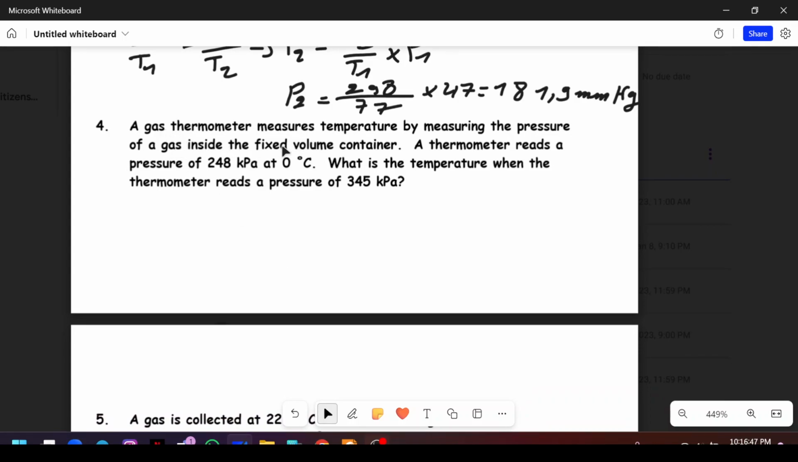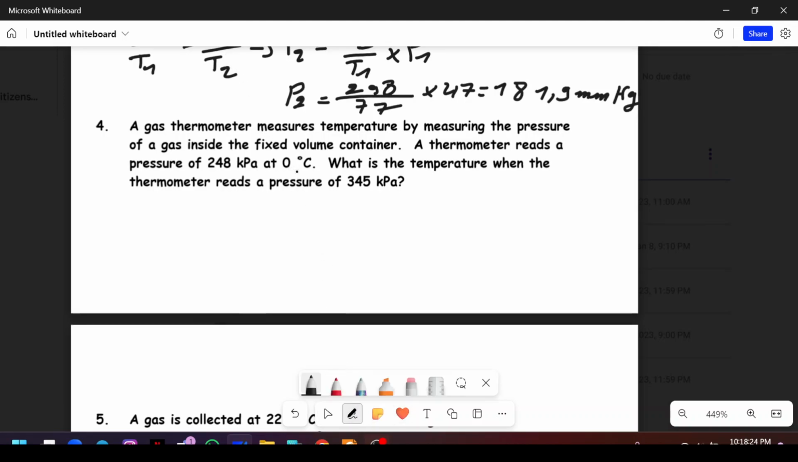A gas thermometer measures temperatures by measuring the pressure of a gas inside a fixed volume container. A thermometer reads a pressure of 248 kilopascal at 0 degrees C. What is the temperature when the thermometer reads a pressure of 345 kilopascal?